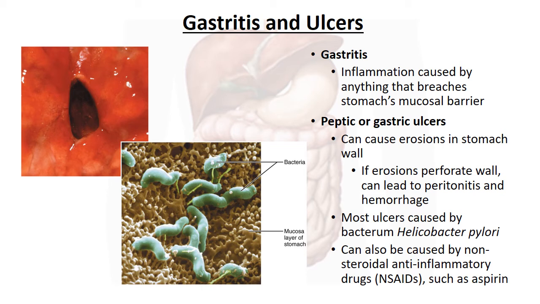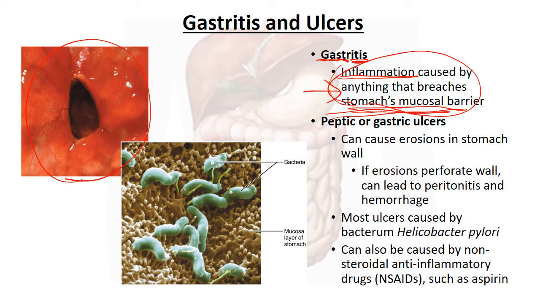All right, so now let's look a little bit at gastritis and ulcers. Remember, anything that ends with itis means inflammation. So gastritis is some kind of inflammation in our stomach's mucosal barrier. It's caused by anything that reaches our stomach tissue. And here's a picture of an ulcer. You can see the tissue has been eaten away because something breached that mucosal barrier.